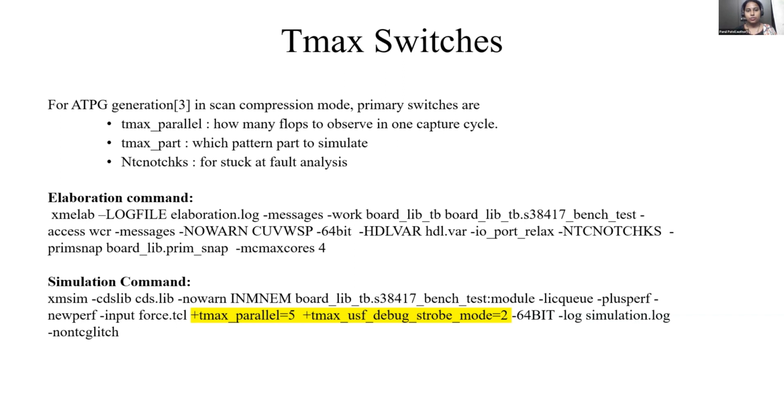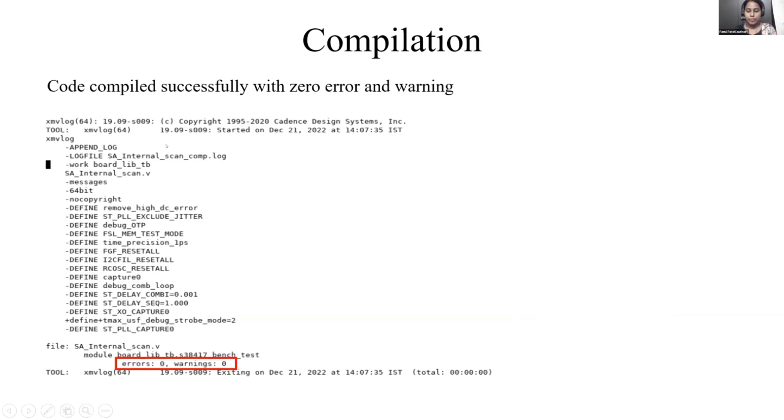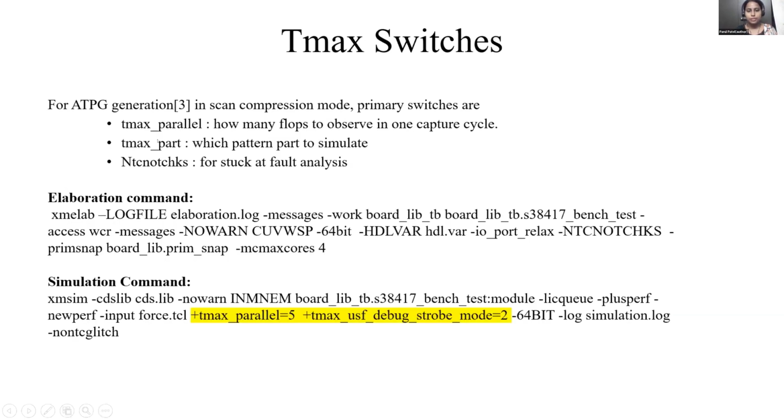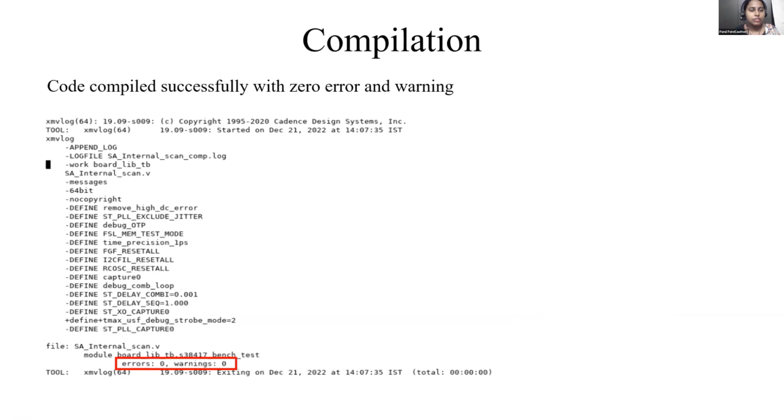Which file to run, if you want to manually run it because there is some error, can be chosen using the Tmax part switch. Whichever number you give, that test pattern file will be simulated. You can simulate it separately if you find some error. If you don't find any error, you can run all of them in parallel. Below is the simulation command where you can find the Tmax switches. There is a Tmax debug stop mode, which is for master slave configuration.